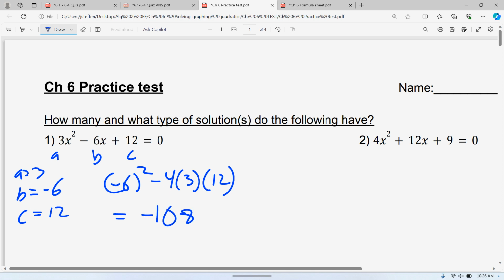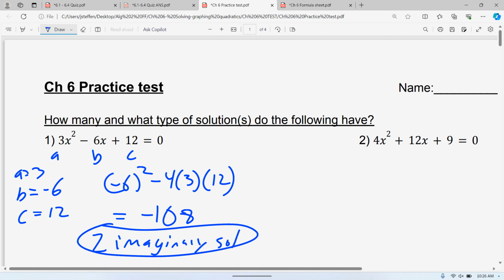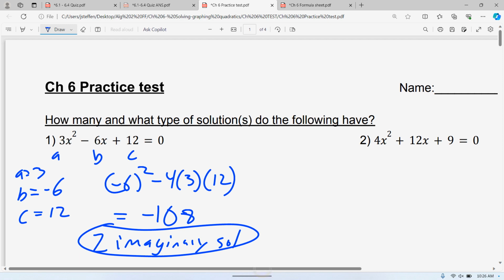Now, we don't necessarily care that it's 108. The biggest thing we care about is that it's a negative. Since it's a negative, it is two imaginary solutions. Now, we'll obviously double check that you have the 108, so I know that you did it correctly. But really, the important thing isn't the 108, it's the fact that there are two imaginary solutions.